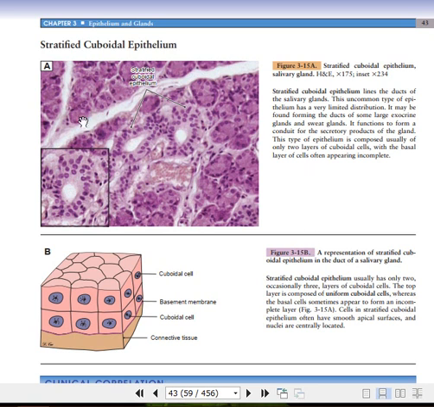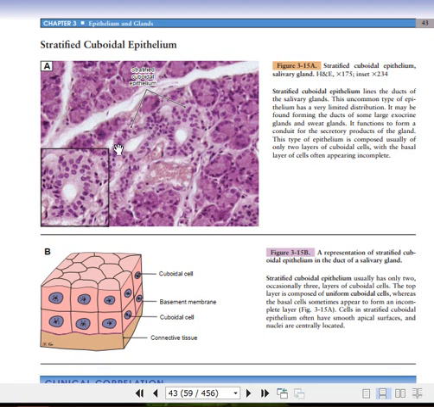So this tissue has been taken from the ducts of the salivary gland. You can see these are the ducts here. This space here is the space of the connective tissue. We are going to see the connective tissue later. So the spaces here are the ducts, and at the ducts we are going to have the stratified cuboidal epithelium.